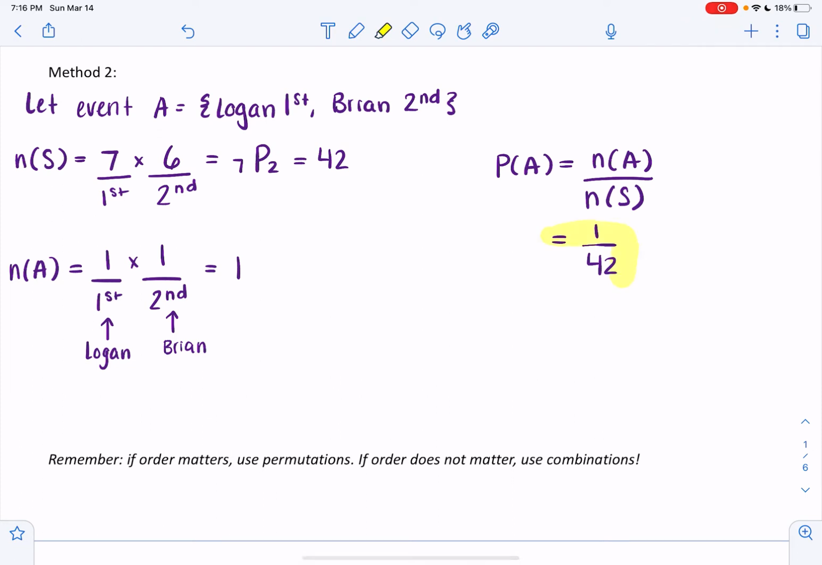So it doesn't matter how you approach this, and it's completely up to you, but it is beneficial to see some different options and some different ways to approach things. Now there's a little note at the bottom here. Really important, you highlight, circle, underline it. If order matters, permutations, just like this question. And if order does not matter, we use combinations. And that nicely brings us to our next example here with some combinations.